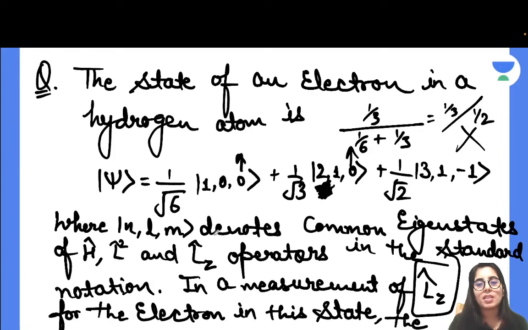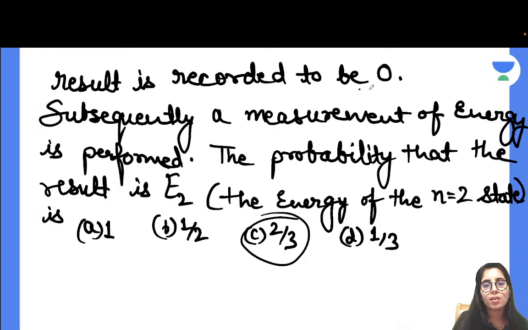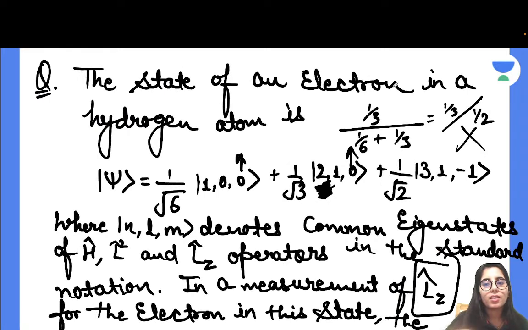So as they firstly measured the LZ, we worked on that part. Then we considered that the third one is not giving us the energy, the LZ measurement is 0, so we can't consider it. Then they have mentioned subsequently the measurement of energy will be done. So we are just working on the first two terms, and that's how we are reaching our final answer. So it gives us option C as the correct one.